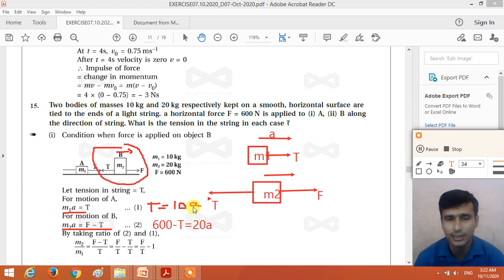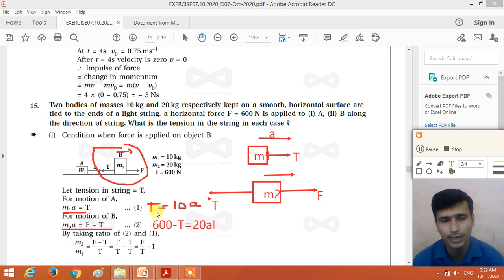By putting the value of capital T in the second equation, we get the acceleration, and from the acceleration we get the tension produced in the string. So by solving these two equations, we get the acceleration produced in the system of the block and the tension force in the string, right?